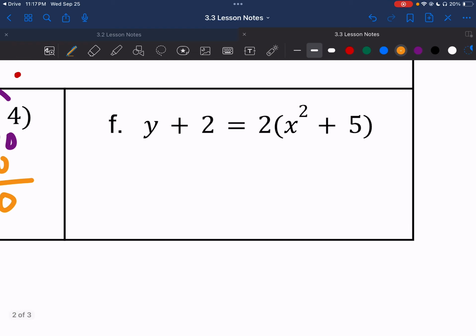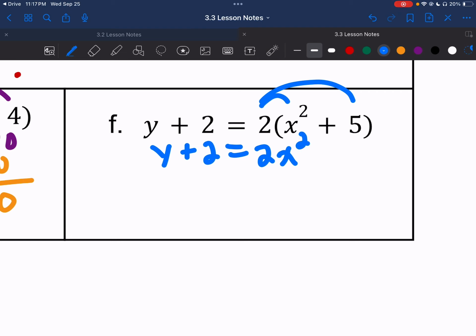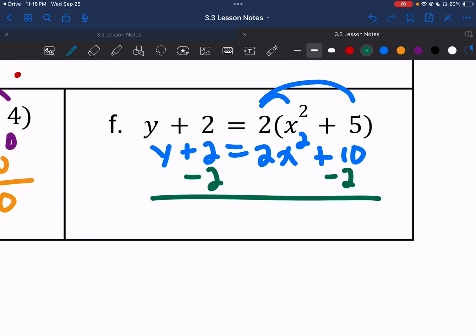And our last one looks pretty similar to the previous one, but let's see if it is. When we distribute, we get y + 2 = 2x squared + 10. And then our next step is to subtract 2 from both sides. And we get y = 2x squared + 8. Well, it looks really close to slope-intercept form. It's not. It is going to be non-linear.